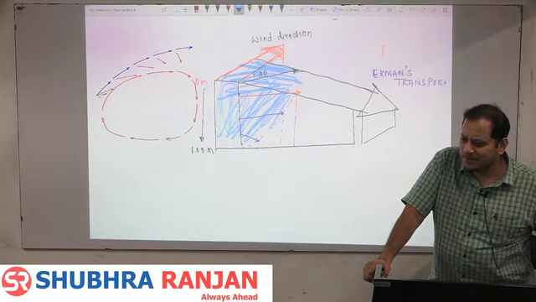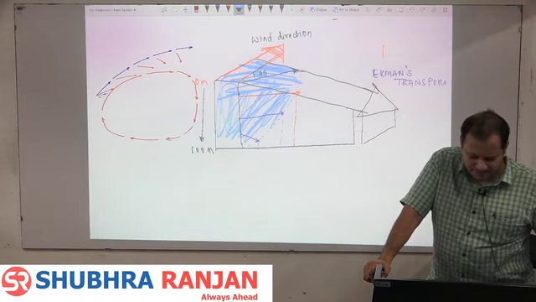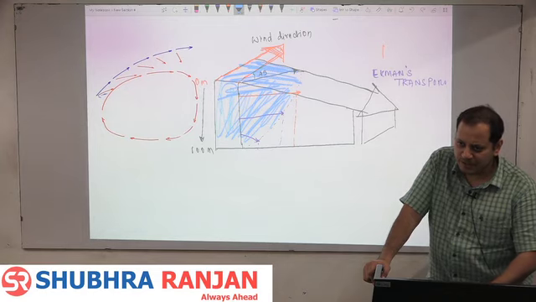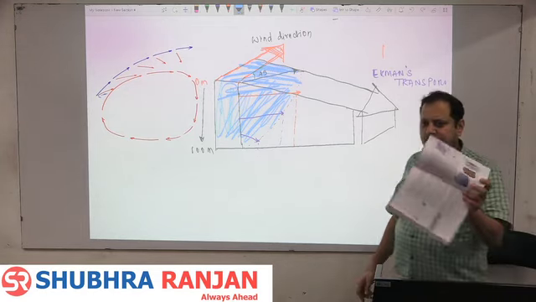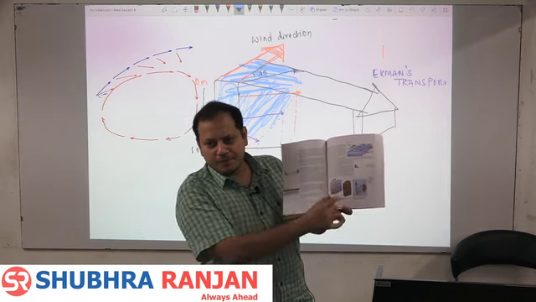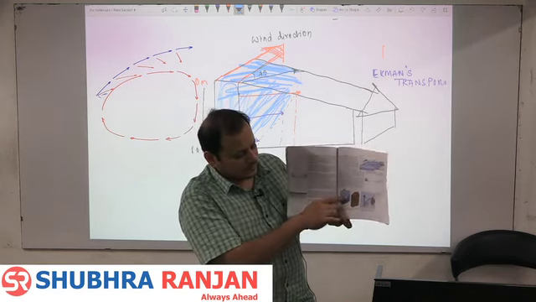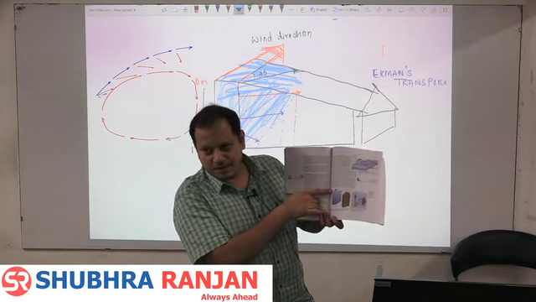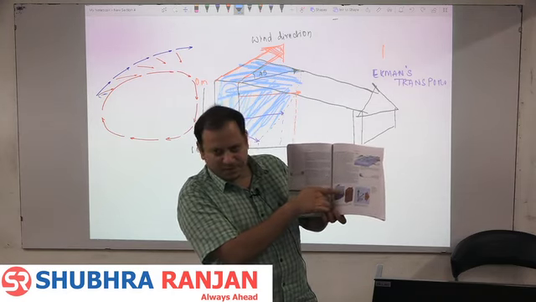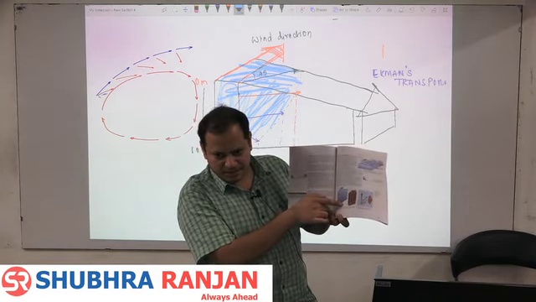You have to look at the diagram in 3D. Page number 225 of your book, which I have shared on the Telegram. This is the Ekman spiral. Direction of wind, green color. Direction of ocean current: surface current, subsurface current, subsurface current, subsurface current.